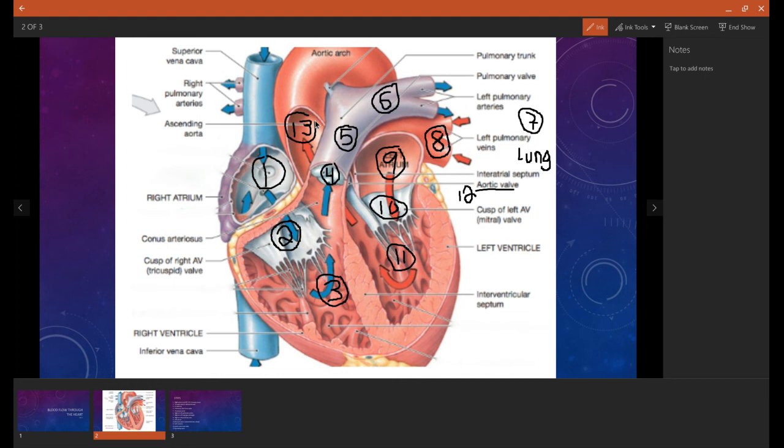And at this point, your number 14 is going to be different depending on where you're going, where the tissue you're trying to deliver oxygen to is. But these are kind of the core steps in the heart cycle.